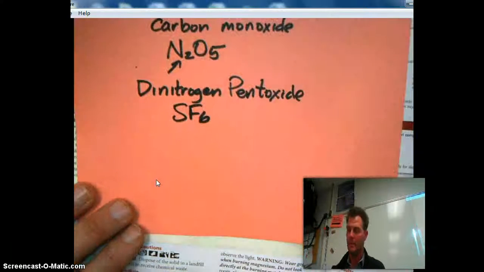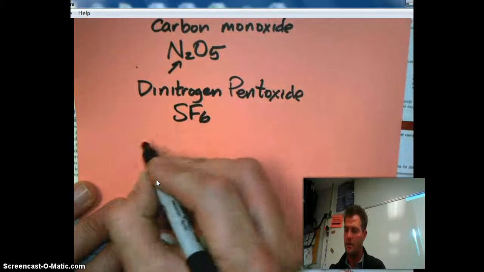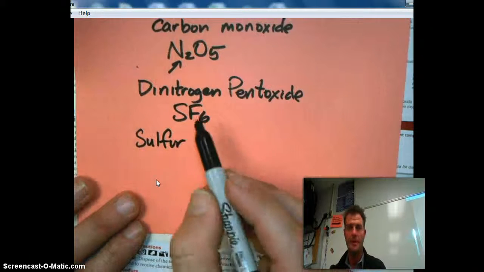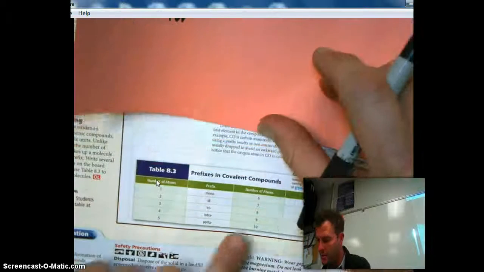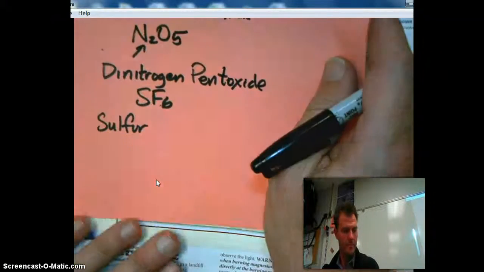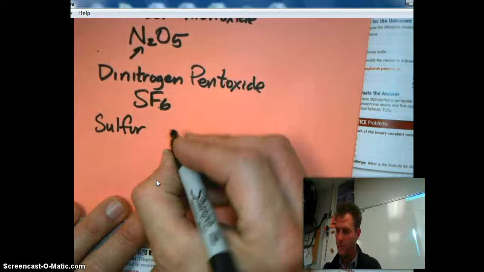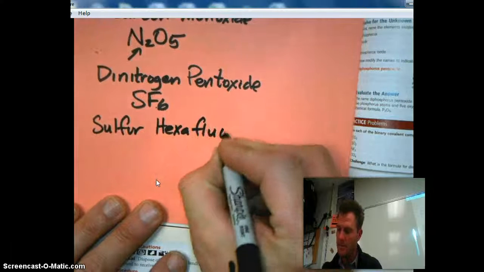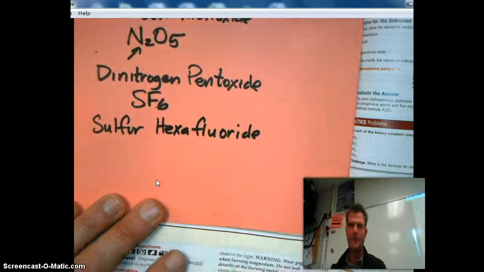Okay. Let's do another one. SF6. Again, we don't say mono, so we're just going to say sulfur. We are going to say 6. So what is 6? Hexa. So we're going to say hexafluoride.